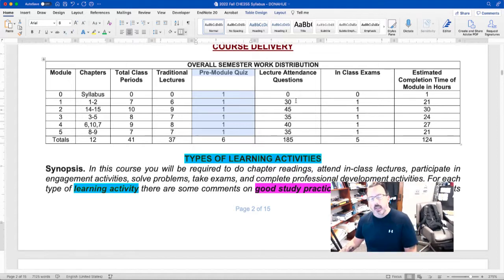For each lecture period, so for example, Module 1 has 6 lectures. Each lecture is going to have 1 quiz with 5 questions. So 6 times 5, that's 30 questions per that module. Each question is worth 1 point. And so you can earn 30 attendance points per Module 1. You have 1 exam that's in class. And so basically you're earning points to earn your letter grade.